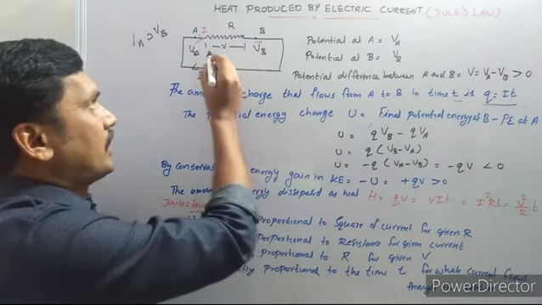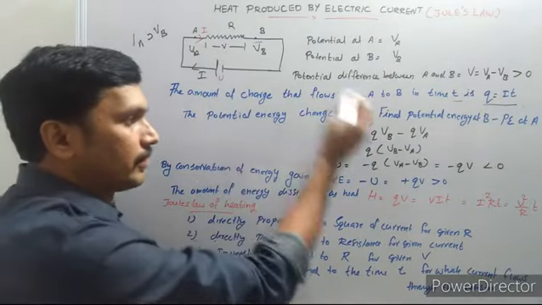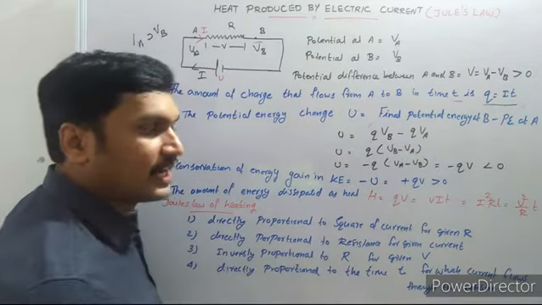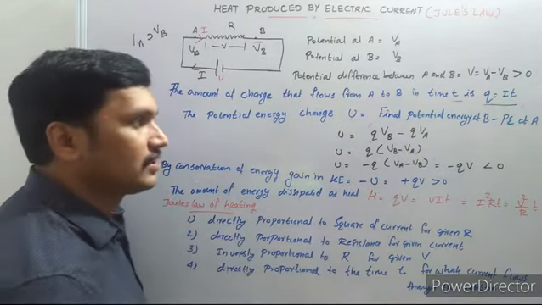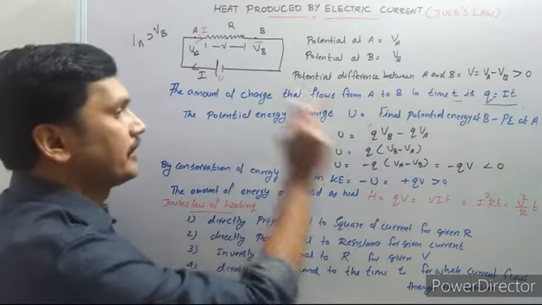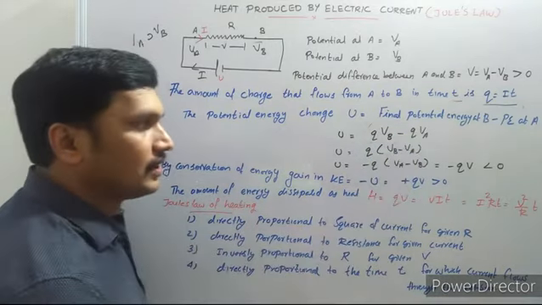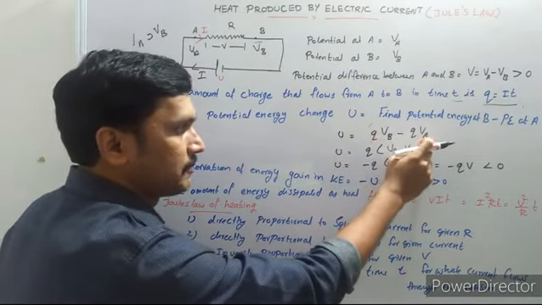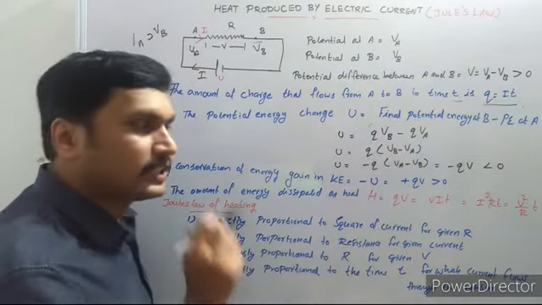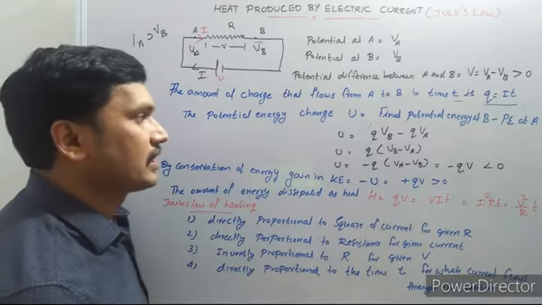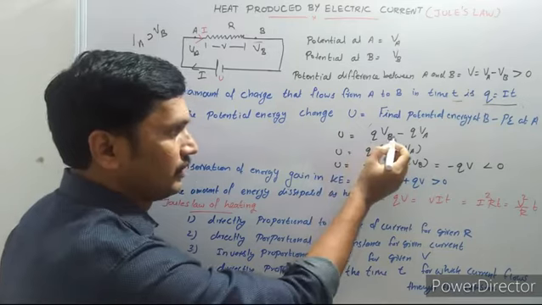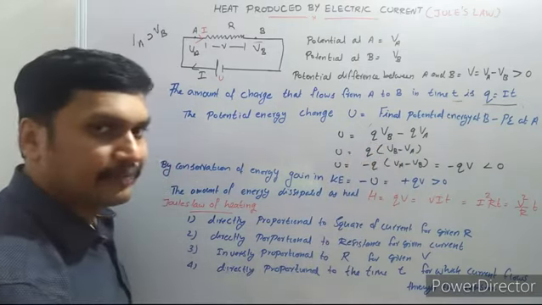What is the potential energy of the charge at A? The potential energy of the charge at A is equal to Q into VA, charge into the potential at that point. Now the potential energy at B minus the potential energy at A is the difference in potential energy. U is equal to Q VB minus Q VA.